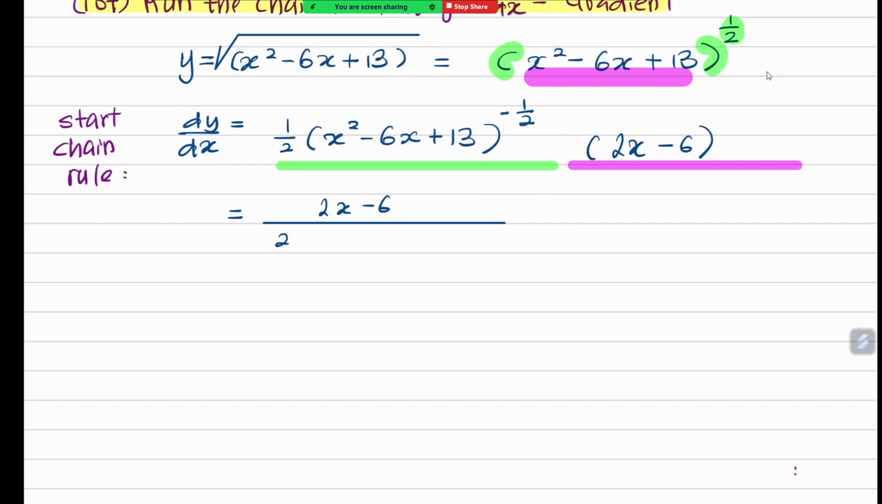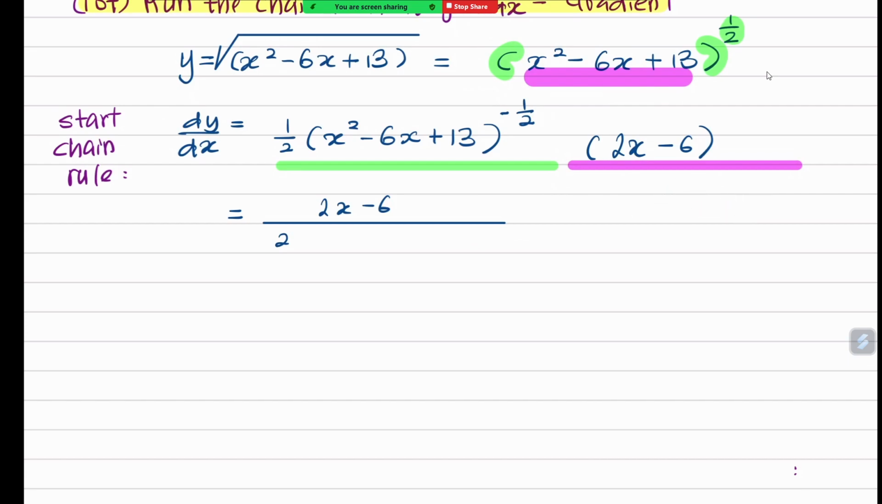Okay, if you ever wonder how that happens, the index rule tells us that anything with a negative index can be rewritten with a positive index like this. This is something we learn from index rules. So now let's take this away.